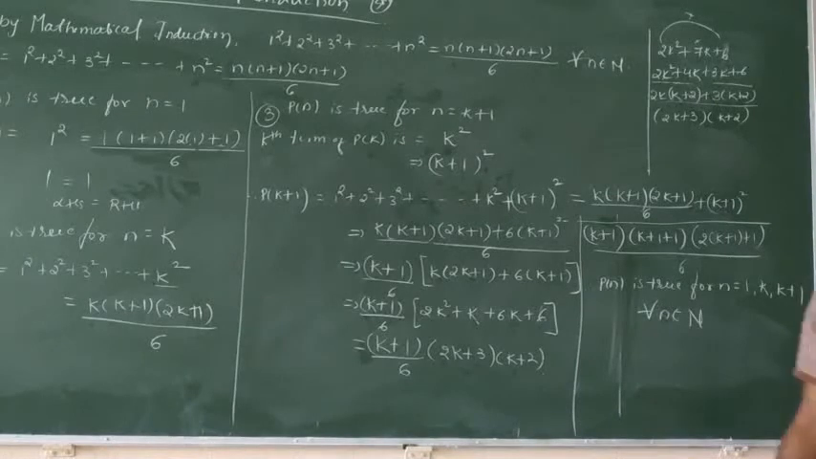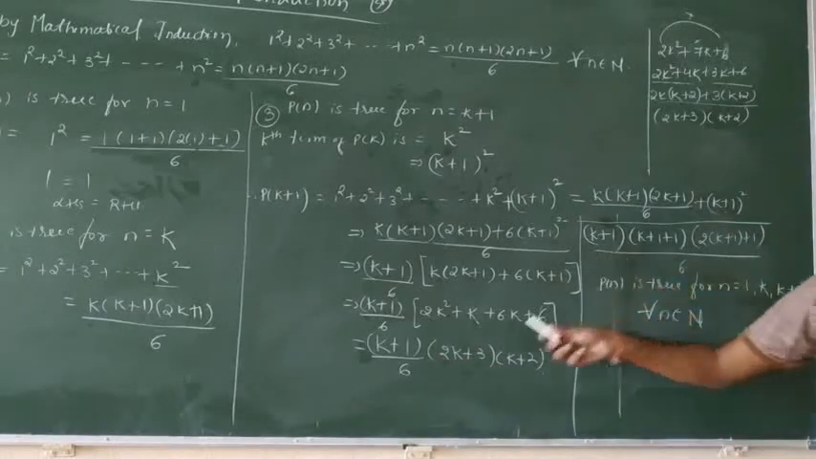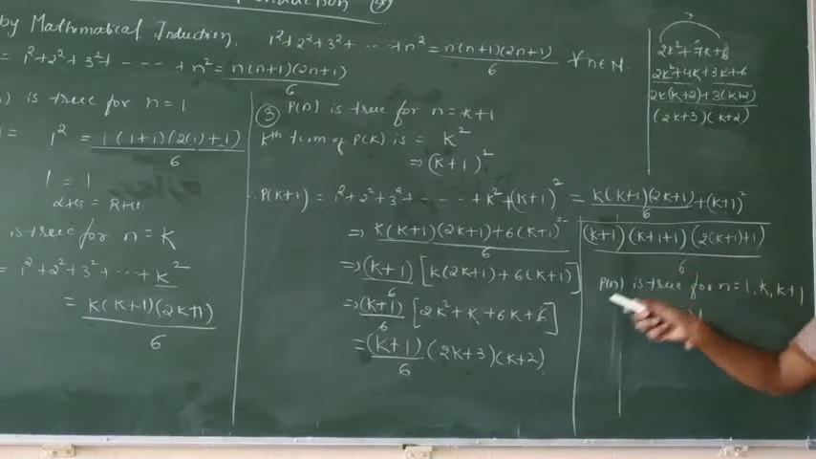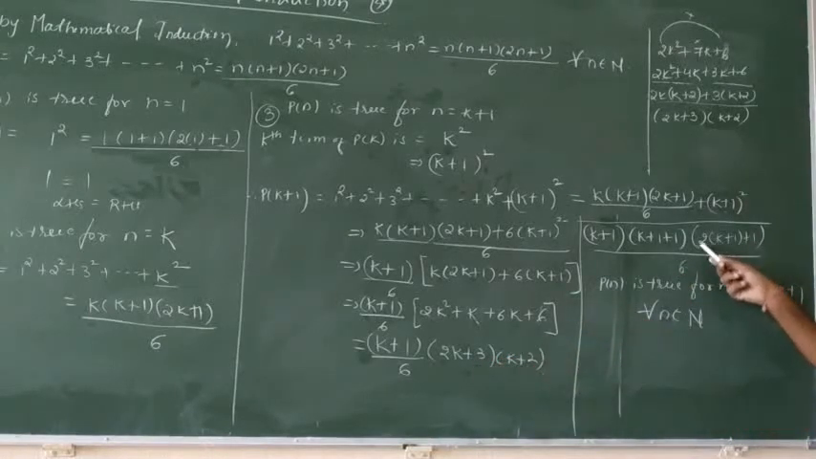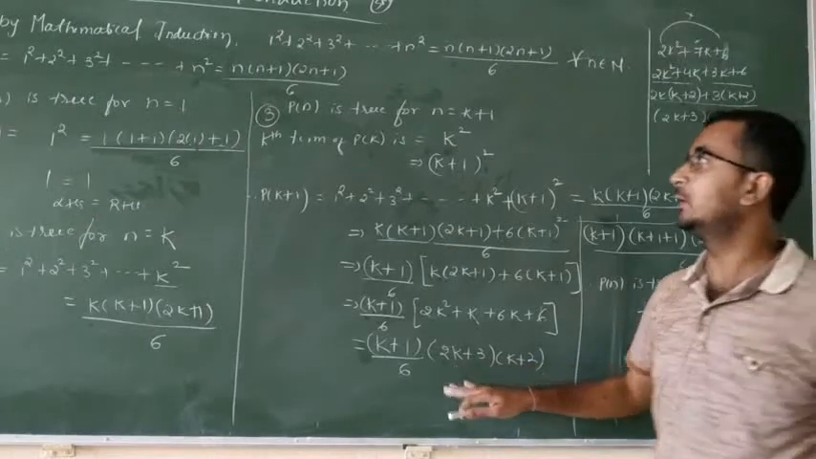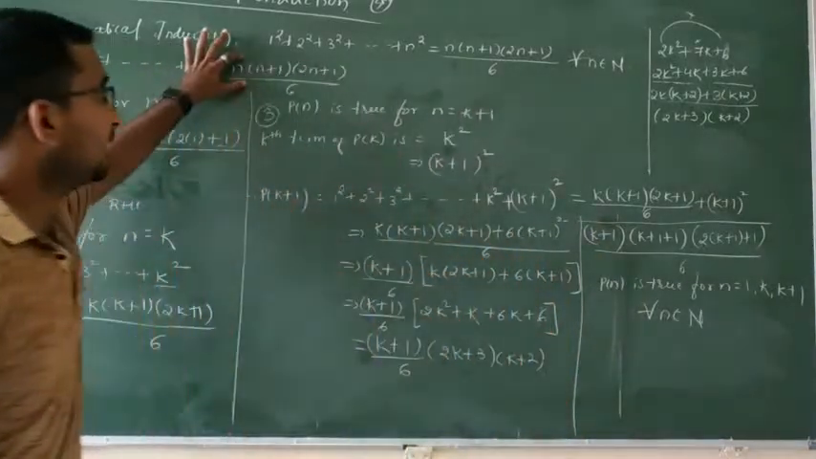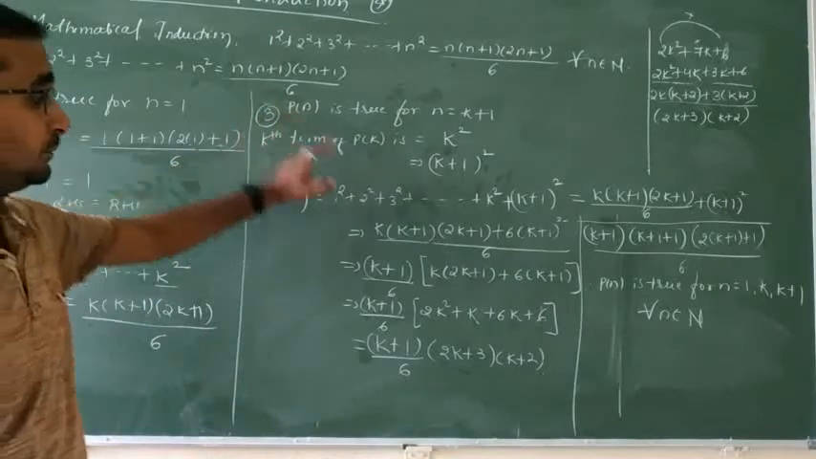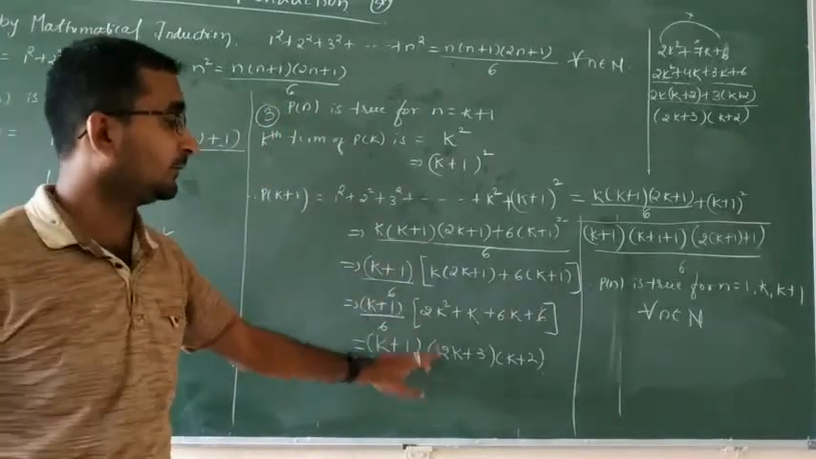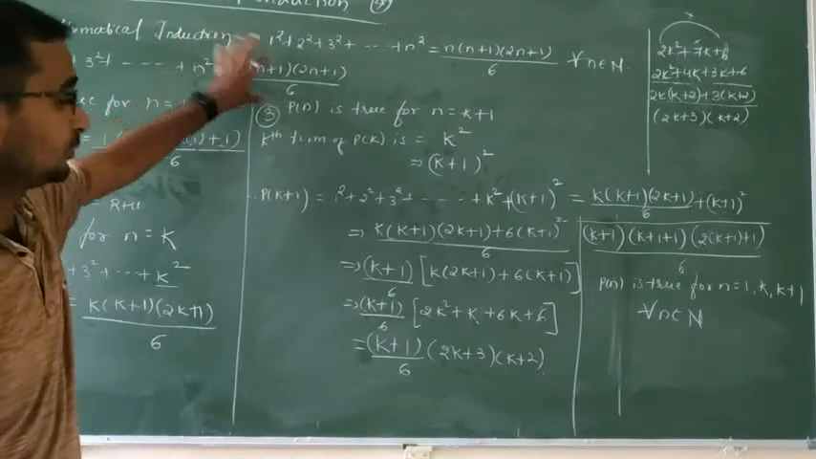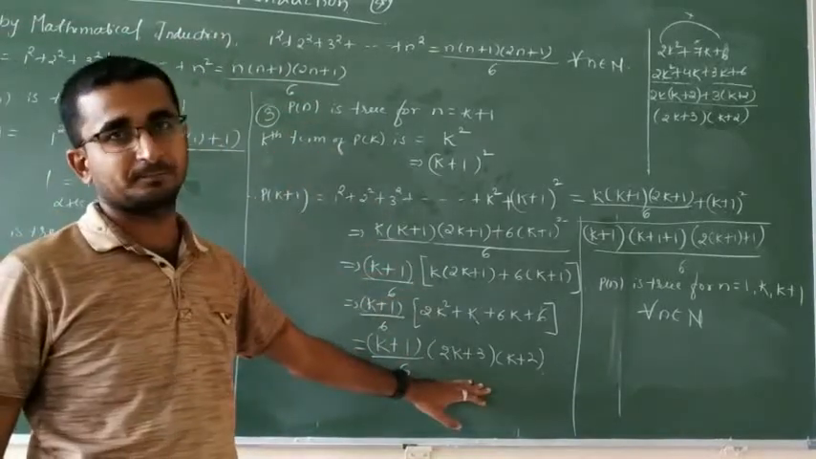Here I have written k plus 1 as it is. Then k plus 2 I have written as k plus 1 plus 1. Then 2k plus 3 as 2 into bracket k plus 1, plus 1, divided by 6. So in other words, in place of n, you have to substitute k plus 1. But that should tally with this step. Literally, n is k plus 1 to be done in the steps in the middle.